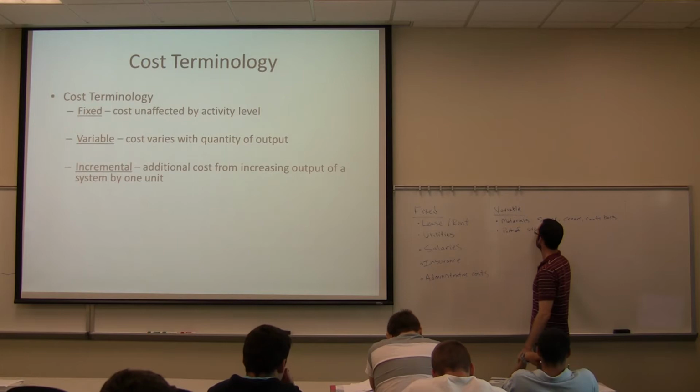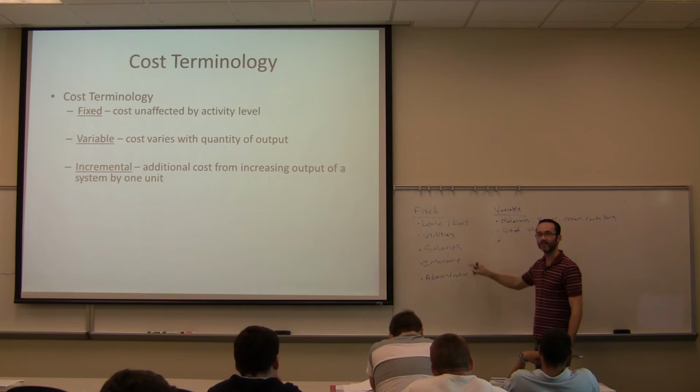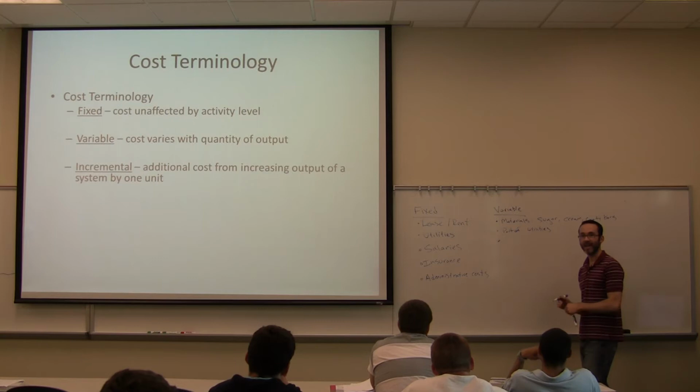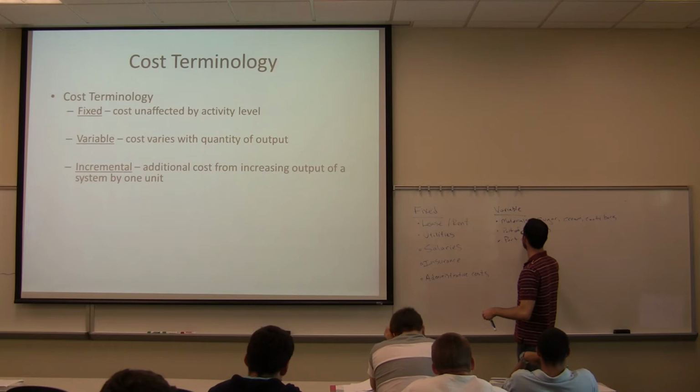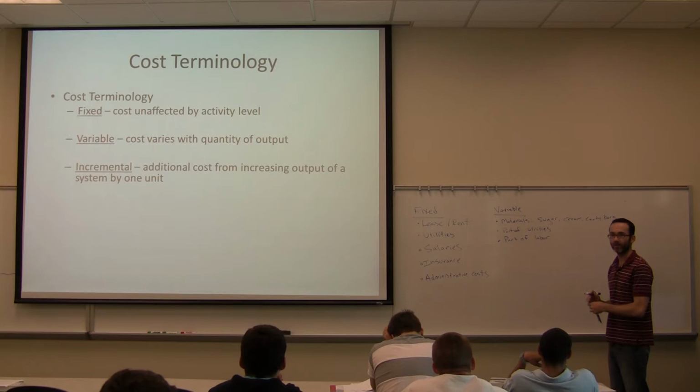And the same could be said of salaries. You may only need one worker if nothing's happening, but if it's really busy, then you might have to have additional labor. So we'll say part of labor. In other words, labor could have a fixed component and also a variable component. So could insurance, because the more employees, the more workers' comp.